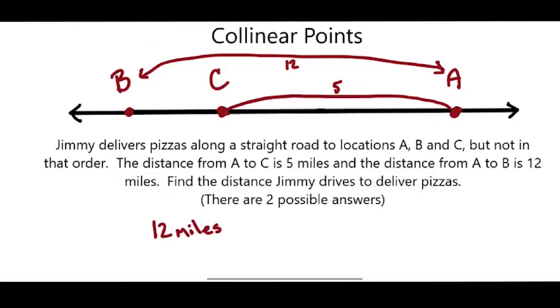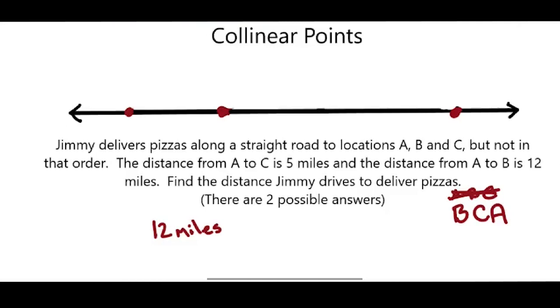But what if they aren't in that order? So we tried B, C, A. And we already know that A, B, C doesn't work. Well, let's try C, A, B. Let's see how that works. So we know that the distance from A to C is 5 miles. And we know that the distance from A to B is 12 miles.